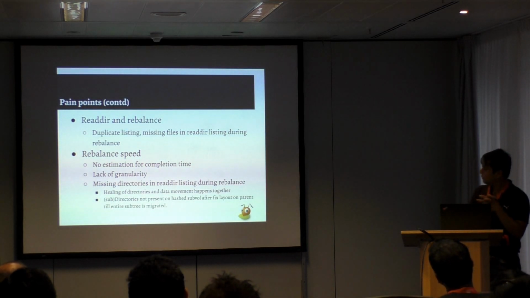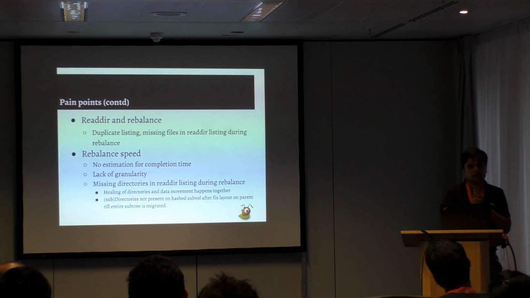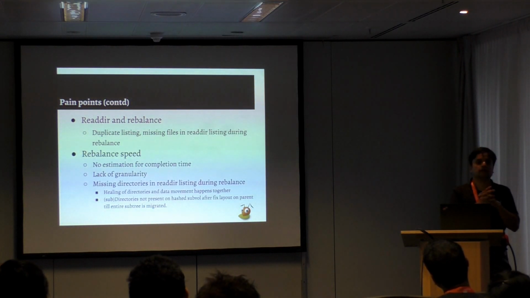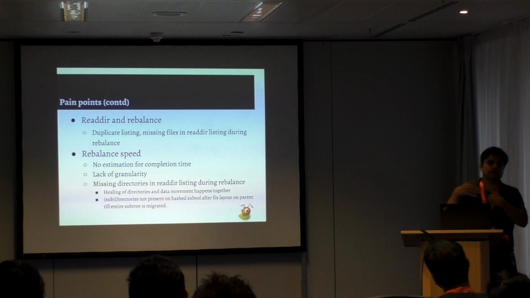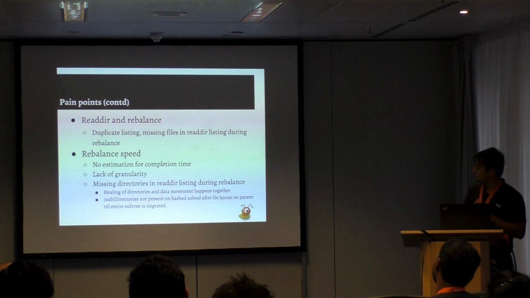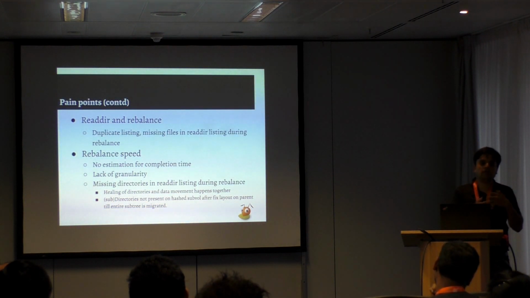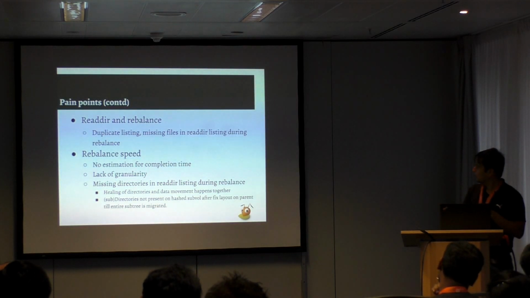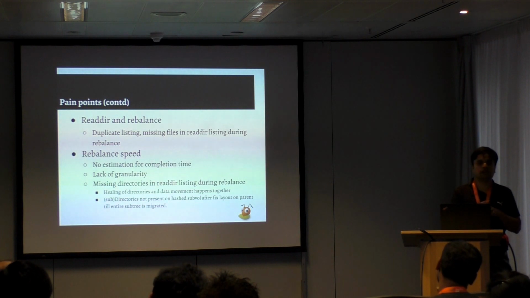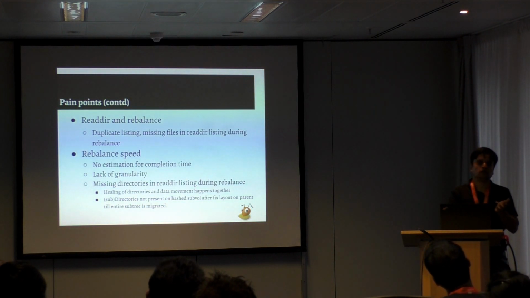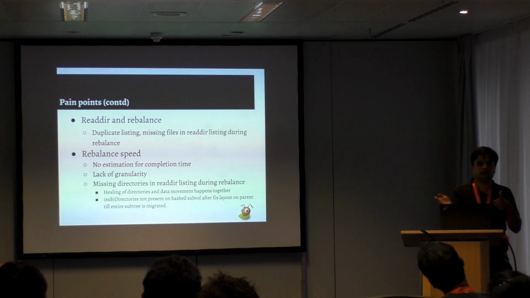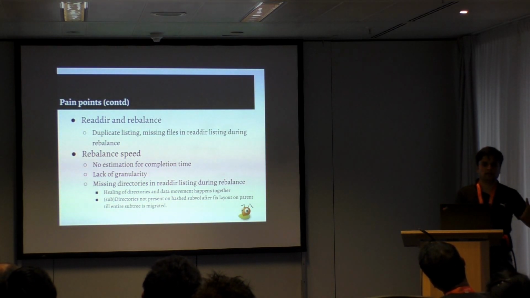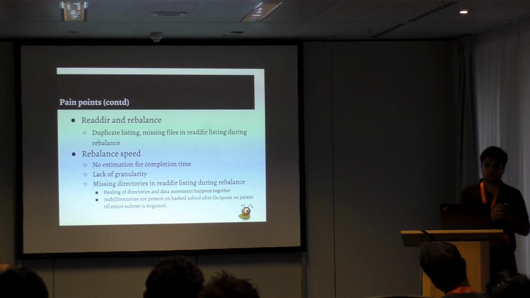Then another major pain point is the rebalance speed. Though the rebalance speed by itself might not matter to the application, users need to be aware of, or might be worried about, how long this rebalance might take for completion. So one is that everyone needs an estimation of how long it might take for the rebalance to complete. That's the first thing. The second thing is lack of granularity. You cannot pause a rebalance, so it's monolithic. You cannot stop the rebalance in the middle, after it has rebalanced a few directories, and then resume from there. You cannot rebalance one particular directory or two directories, or resume from a rebalance which has stopped in the middle.